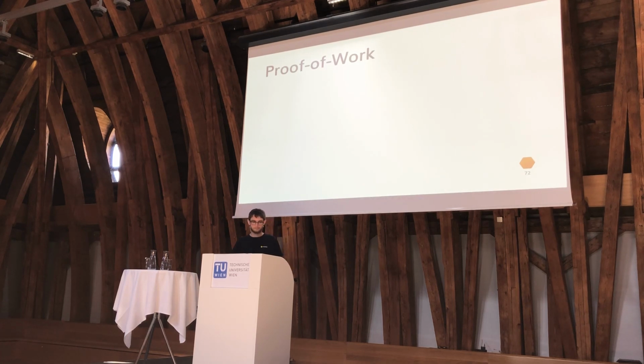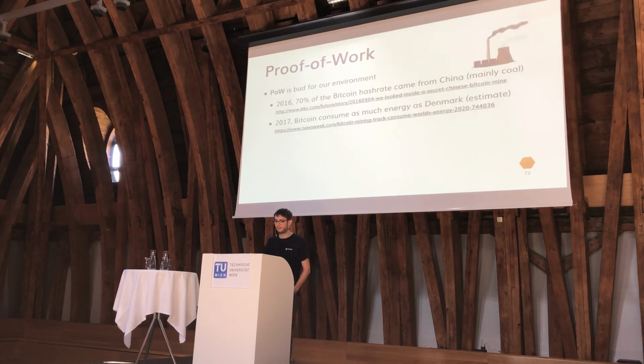Okay, so maybe you remember from the first part of the talk that Nimiq currently is a proof-of-work blockchain, and I particularly don't really like proof-of-work. Why don't I like proof-of-work? Because it's, for example, very bad for our environment. In 2016, 70% of the Bitcoin hash rate came from China, and they use mainly coal to generate the electricity that is then used for Bitcoin mining. So it basically looks like in the picture up there.